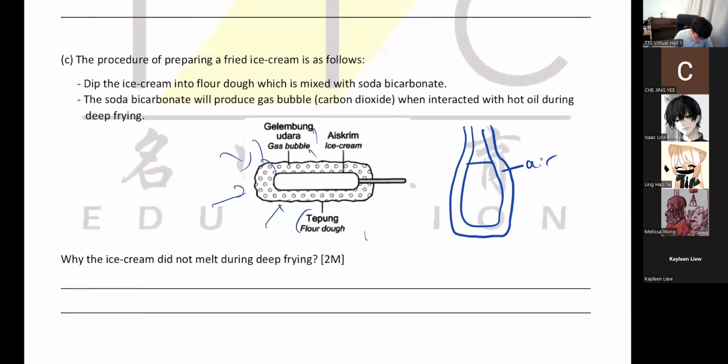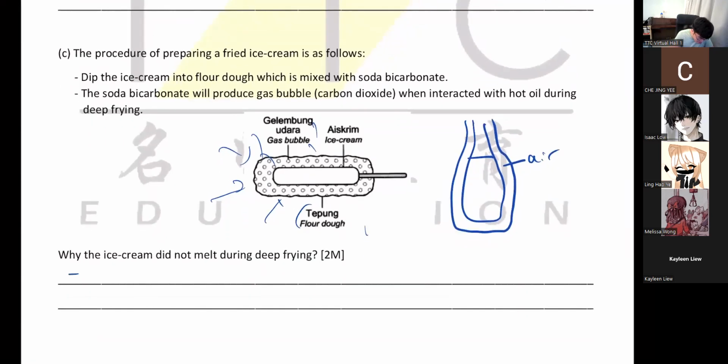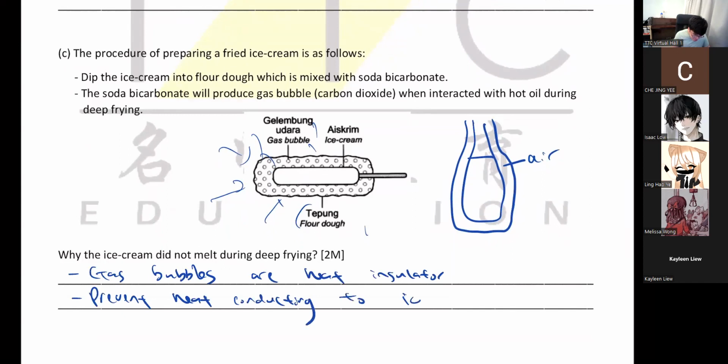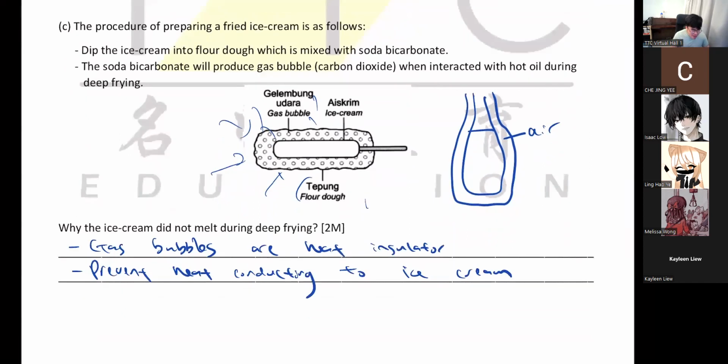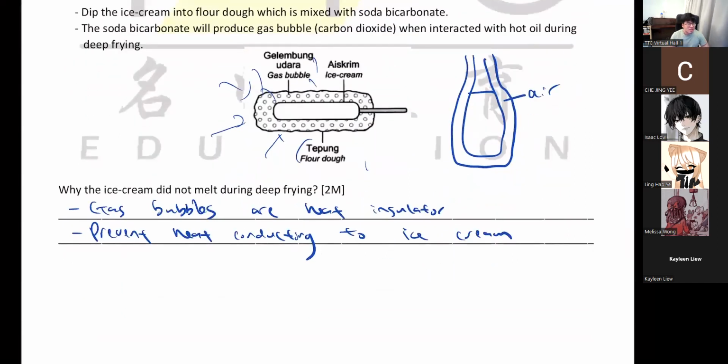Okay. Anyway, so why did the ice cream not melt? Like I said, because of gas bubbles. Why am I writing 3Bs? Okay, gas bubbles are heat insulators. I don't want to write in BM already. So they will prevent heat from conducting to the ice cream. Mengelakkan haba daripada sampai ke ice cream, so it blocks the heat out.